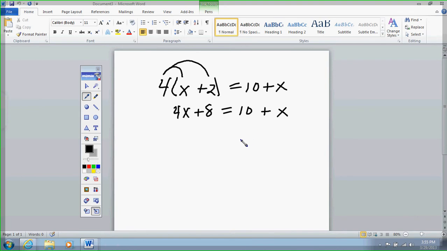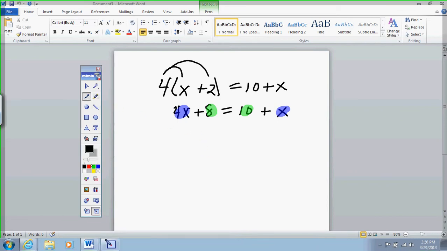Okay? Now let's go ahead and solve the rest of this. I have variables on both sides. I've got variables on the left. I've got variables on the right. I also have constants on the left and constants on the right. Remember, constants are the numbers without variables.